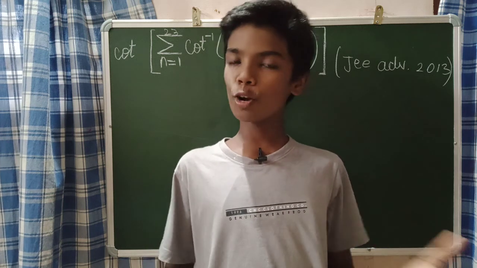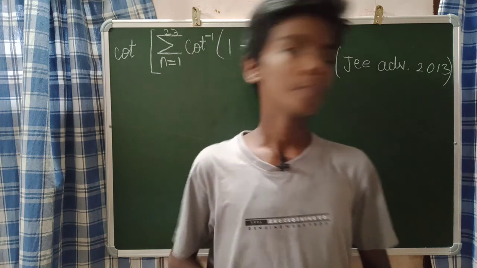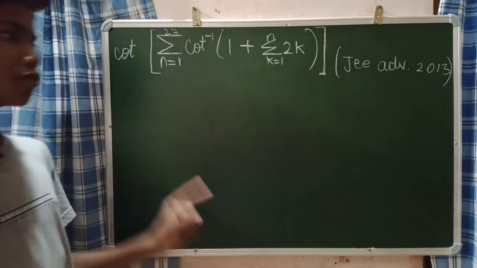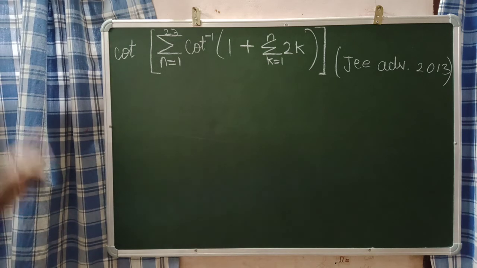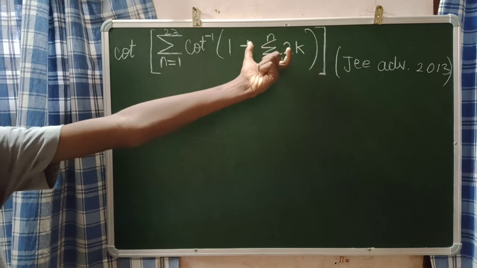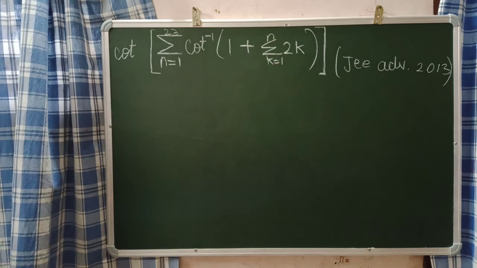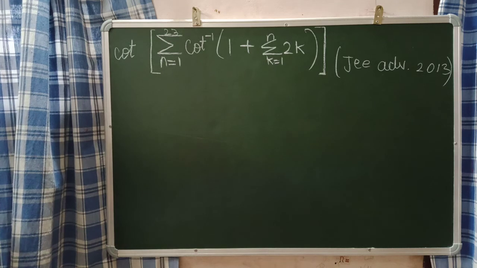Guys, today we're going to solve one JEE Advanced Inverse Trigonometry Summation problem. This question was asked in JEE Advanced 2013. The question is cot of summation of cot inverse of 1 plus summation of 2k from k equal to 1 to n, and for this big sigma notation, it is from n equal to 1 to 23. This is the question we have.